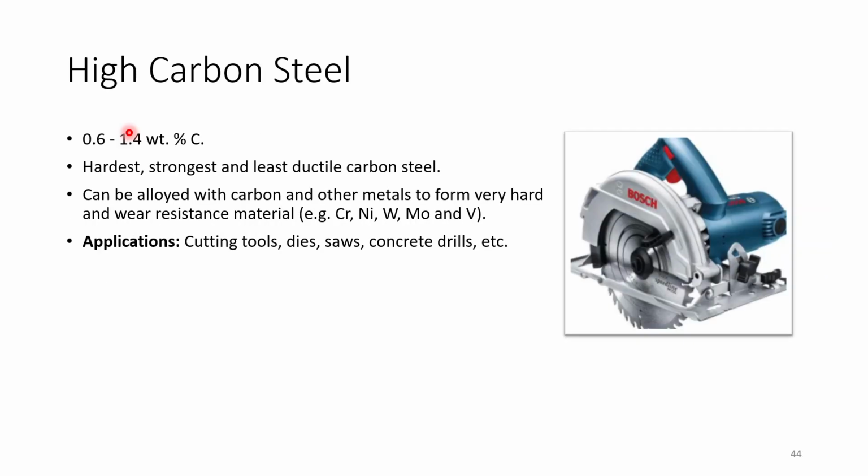In case of high carbon steel, we have more than 0.6% carbon. These are the hardest, strongest, and least ductile carbon steels. These can be alloyed with other metals such as chromium, nickel, tungsten, molybdenum, and vanadium to form very hard and wear resistant materials. Applications are in cutting tools, dies, saws, concrete drills, etc.